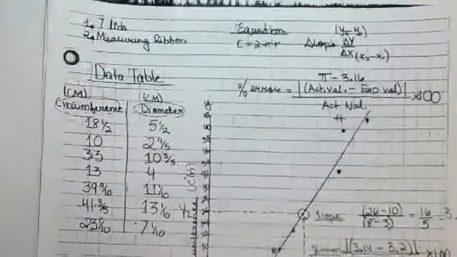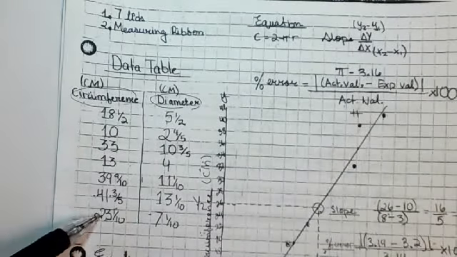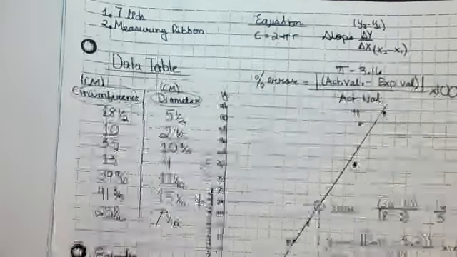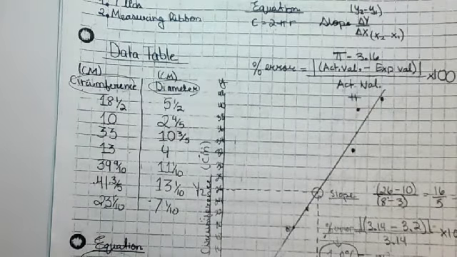Okay, so we measured with the measuring tape the circumference of each lid and the diameter of each lid. Okay, we measured the circumference and the diameter. Remember, the diameter is all the way across and circumference is all the way around.